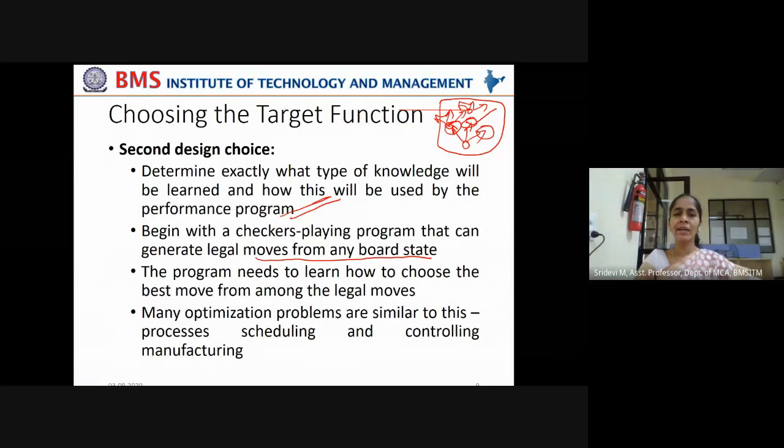Like process scheduling and controlling manufacturing, where the manufacturing steps are available, but in what sequence they have to be organized so that the entire process can be optimized, so that it utilizes minimal resources and maximizes the profit for that organization. This kind of optimization problem you come across in your daily life, right? The same kind of optimization problem also occurs with playing the checkers game. So which best move has to be taken in order to make the end outcome winning the game.